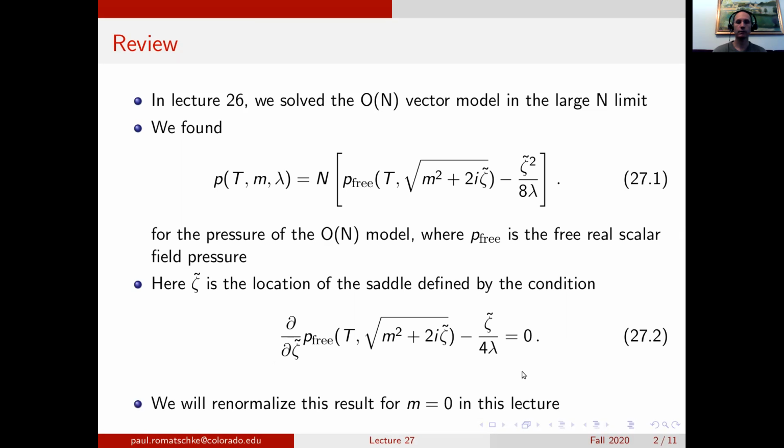In this lecture, we want to discuss the renormalization of this O(N) vector model pressure because the free scalar field pressure itself is still divergent. And to simplify the discussion, I will talk about the case where we set the mass parameter here to 0. This is a simplification in terms of the technicalities involved. However, it is not necessary for non-perturbative renormalization of the model.